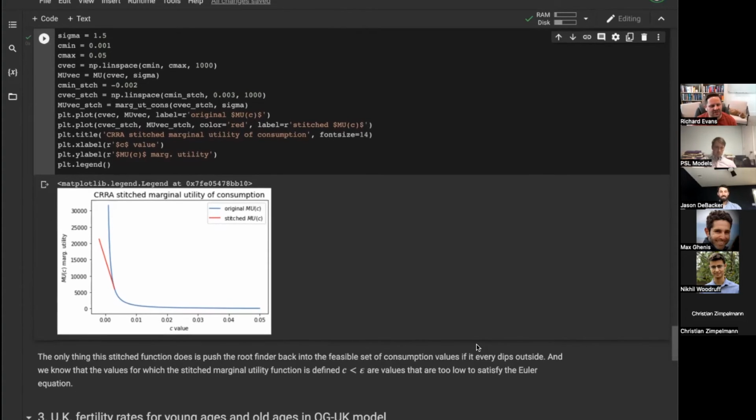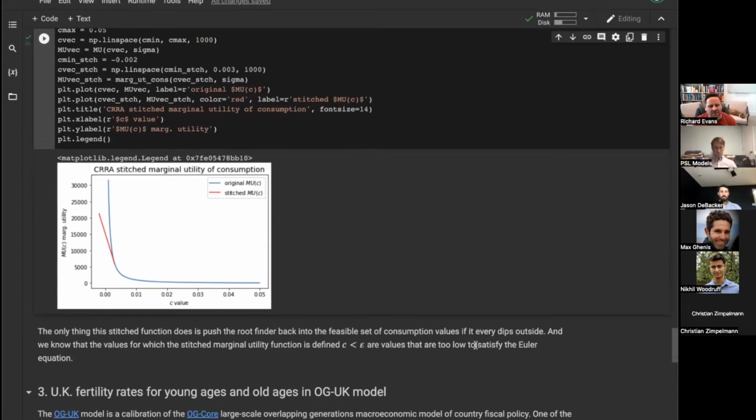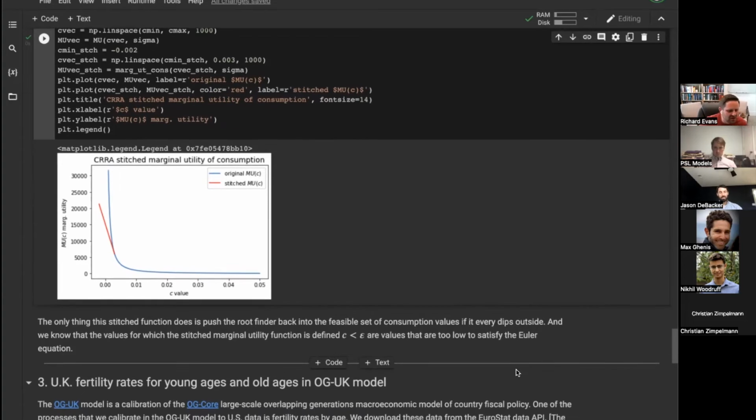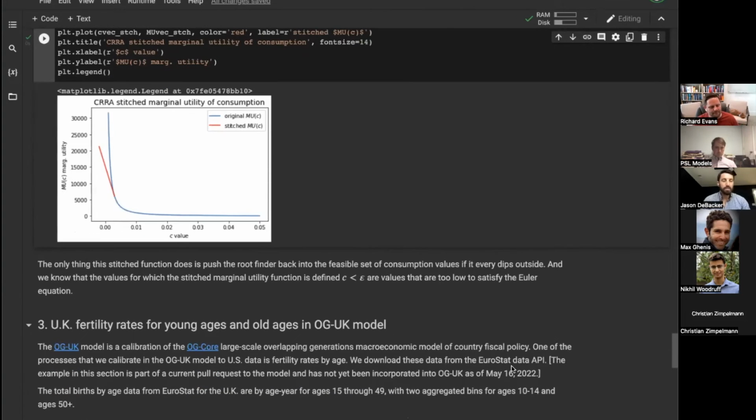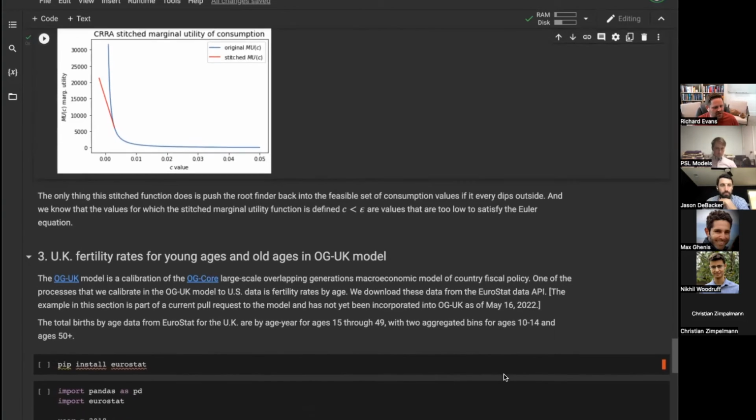All right, so that's that example. Any questions about this example? Okay, then I will just move on to the last example and then open it up for questions at the end.